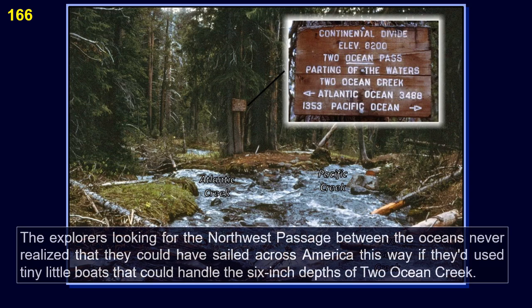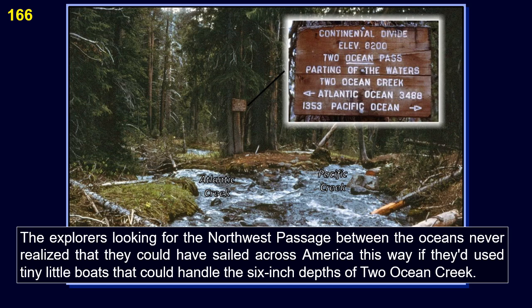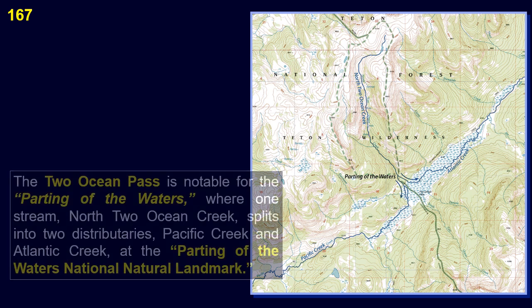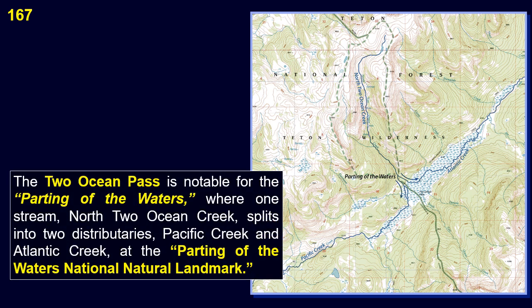The explorers looking for the Northwest Passage between the oceans never realized that they could have sailed across America this way, if they'd used tiny little boats that could handle the 6-inch depths of Two Ocean Creek. The Two Ocean Pass is notable for the Parting of the Waters, where one stream, North Two Ocean Creek, splits into two distributaries, Pacific Creek and Atlantic Creek, at the Parting of the Waters National Natural Landmark.